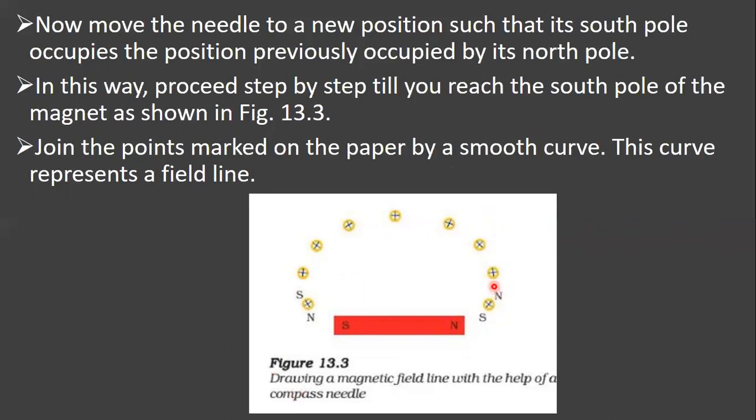See children, you proceed step by step till you reach the south pole of the magnet, as shown in the figure here. Now you join the points marked on the paper by a smooth curve. This curve represents the magnetic field line.